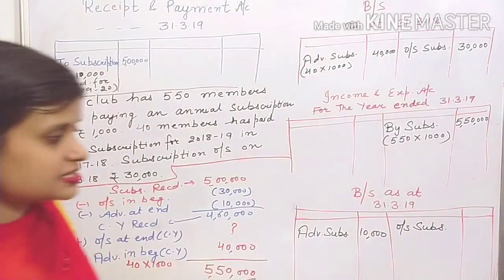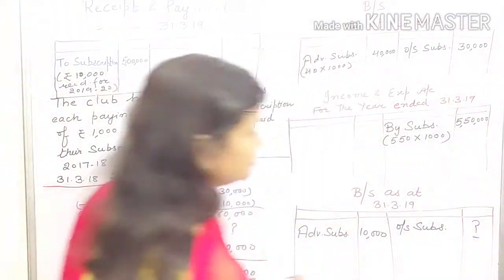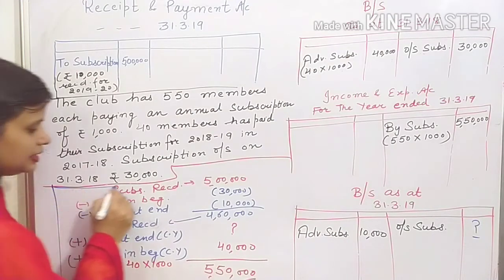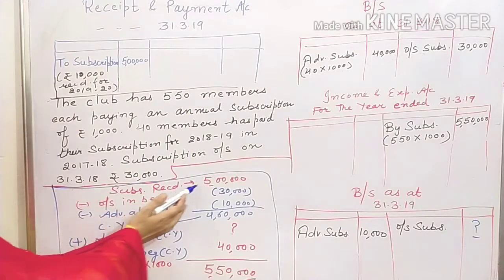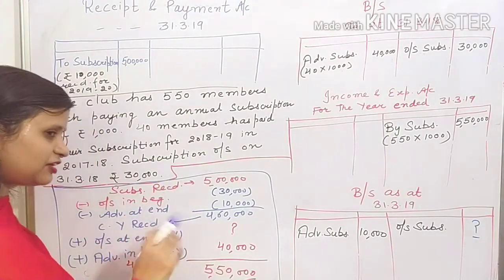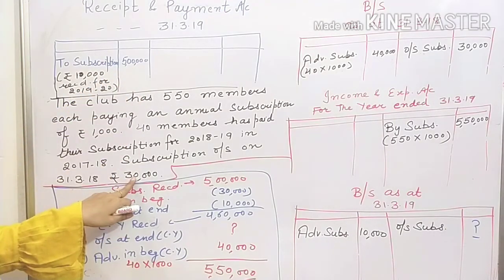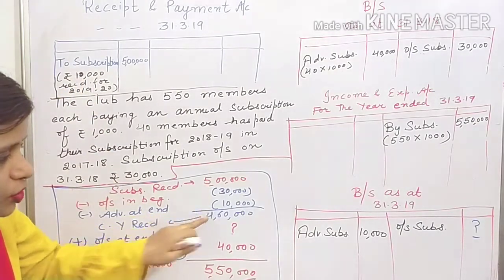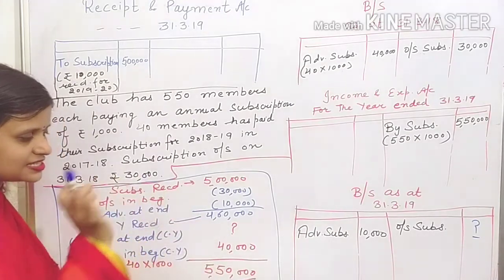Now the question arises, is there any outstanding subscription at the end? That we can calculate from here, like this. You have received subscription 5 lakh. Already I told you whatever belongs to previous year or next year, deduct that amount. Out of this 5 lakh, 30,000 belongs to previous year and 10,000 belongs to next year. So you will deduct both these amounts. So current year received 4,60,000.